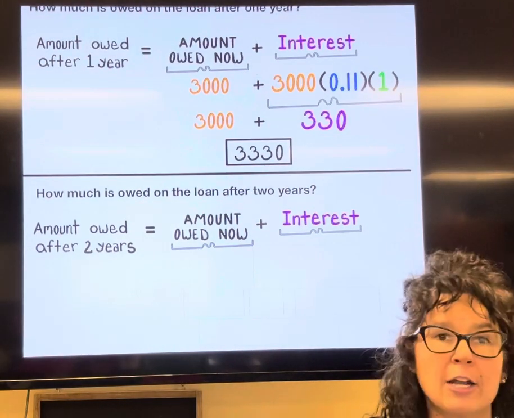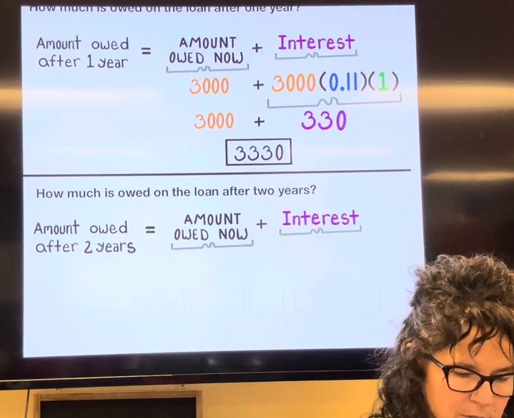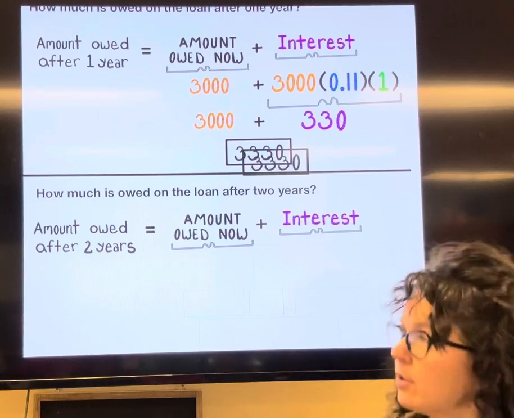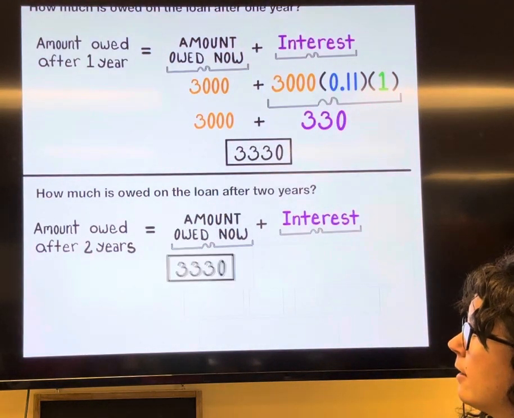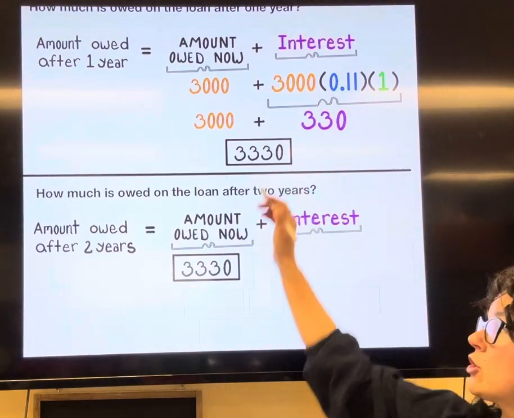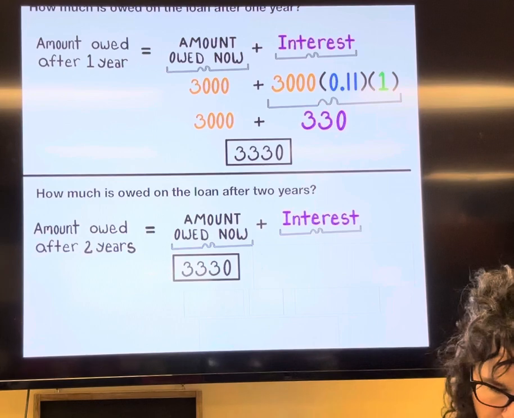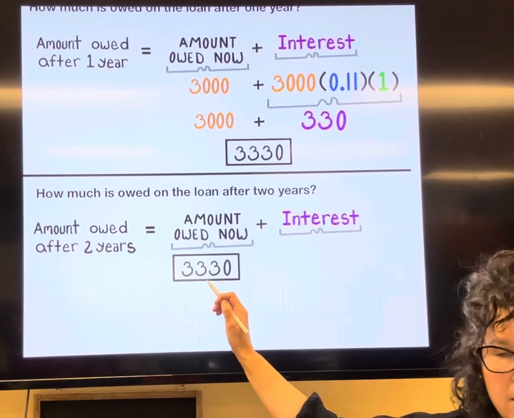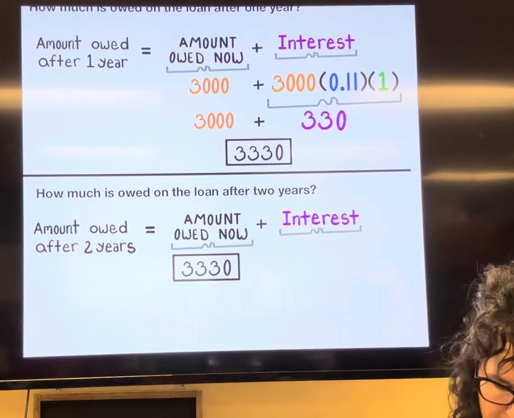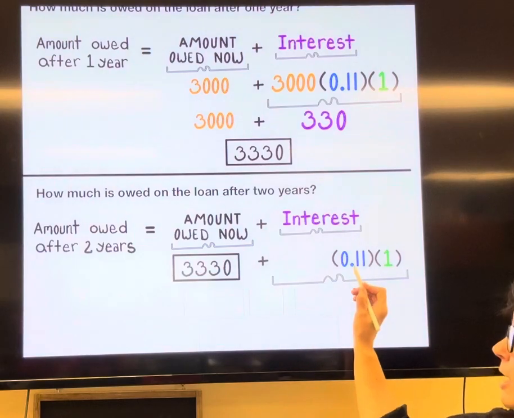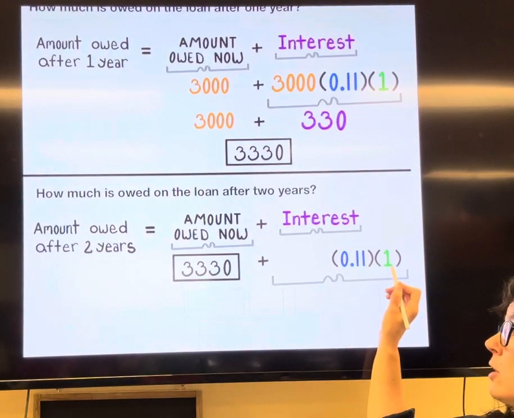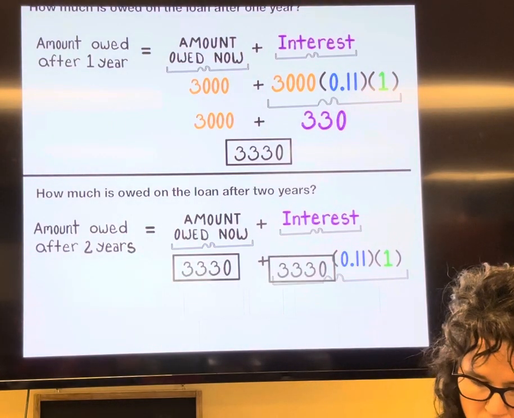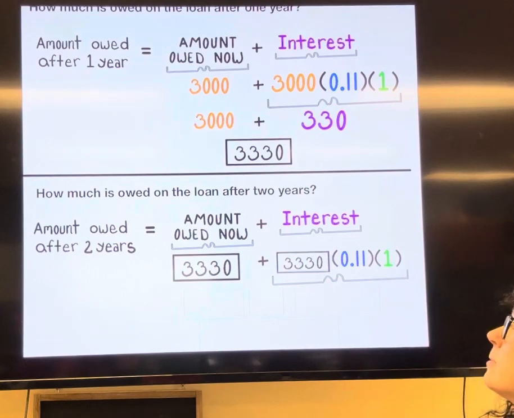So what will I owe at the end of 1 more year? Well, I'm definitely gonna owe the $3,330. So this guy right here, that's coming down because that's how much I definitely owe. But in addition to that, I'm going to owe interest on that money. So when I do principal times rate times time, the interest rate is still 0.11. The time is still 1 year because it's 1 extra year. But this is my new amount.